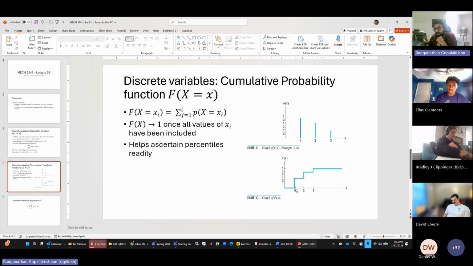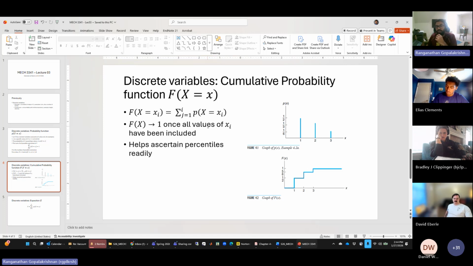After you reach 1, it jumps to 1/2, which is the probability of 1. Between 1 and 2, it stays constant at 1/2. And then at 2, you have to add 1/2 and 1/3. That gives you 5/6. So it jumps from 1/2 to 5/6. And then it stays at 5/6 until 3. And at 3, you add the last 1/6. So from 5/6, you go to 1. And beyond 3, if there is a value for the random variable, it just stays at 1.